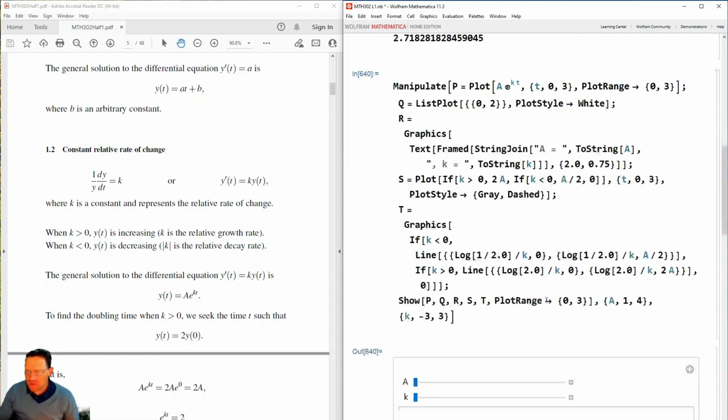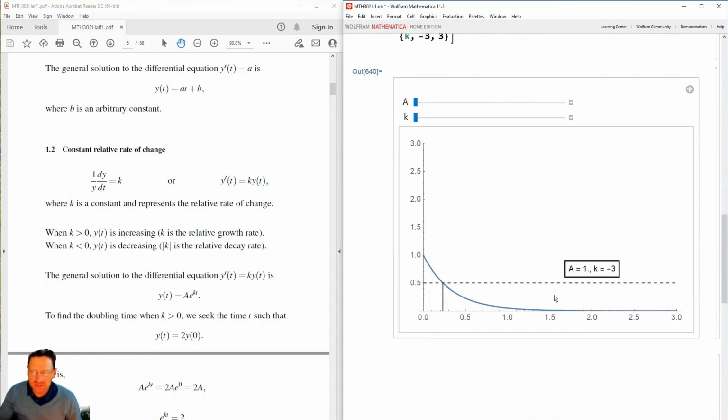There's some code here that you don't need to know. We just need to talk about the result. Here I have a plot of the general solution for various values of a and k. You can see it's initially set up with a equal to 1, so that would be the relationship y equals e to the power of minus 3t, which is what you see here. We'll talk soon about what the gray dashed line and the vertical black line are.